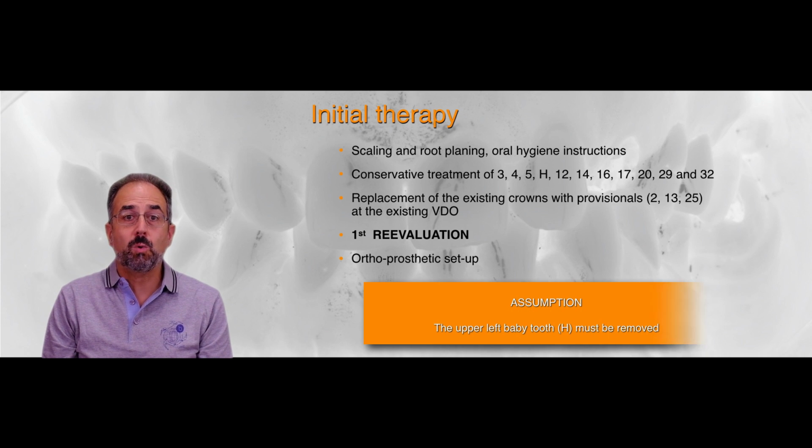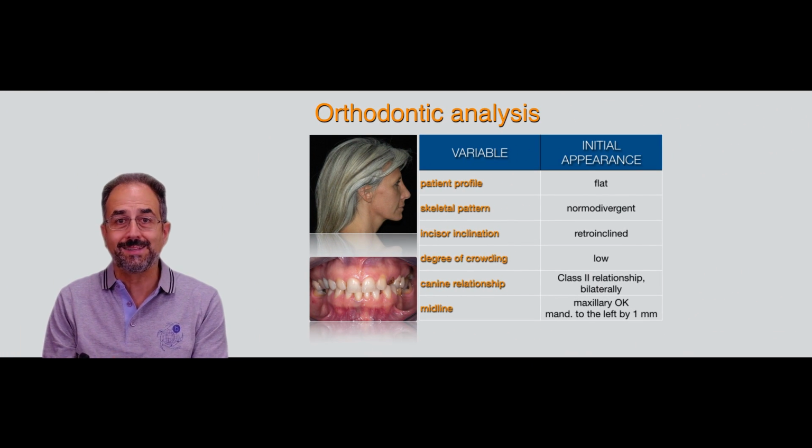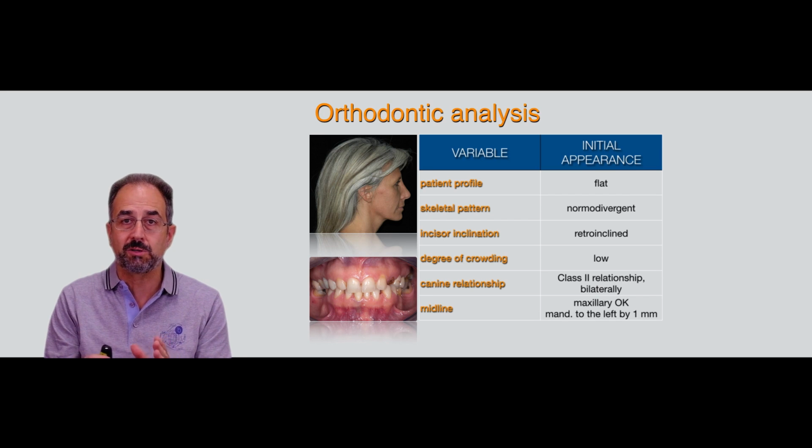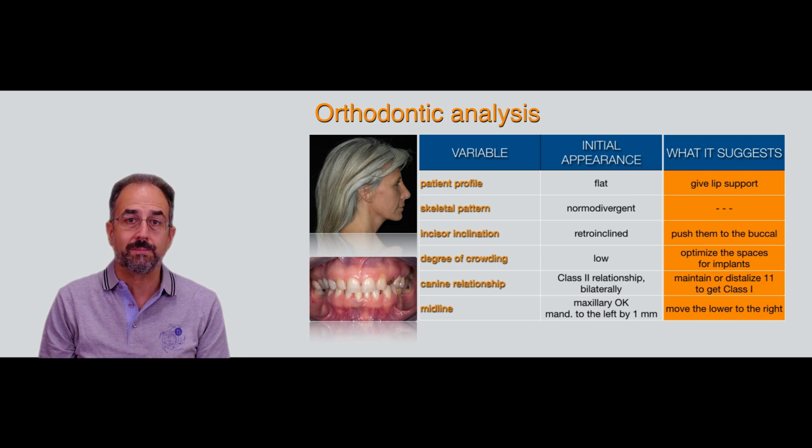The assumption was that the upper left baby tooth had to be removed. As I showed you before, we went through our orthodontic analysis. This is the initial appearance of those 6 variables, and this is what they suggested to us.